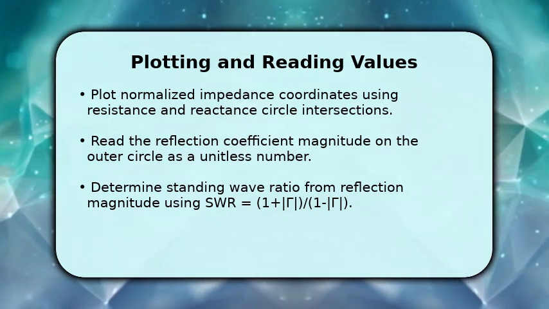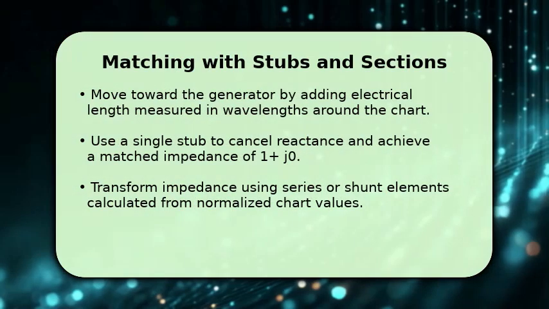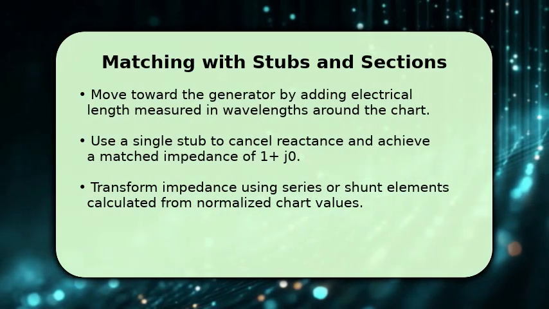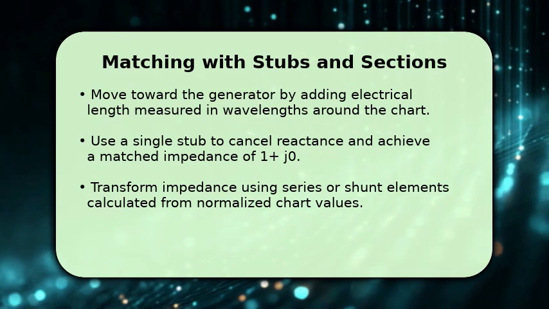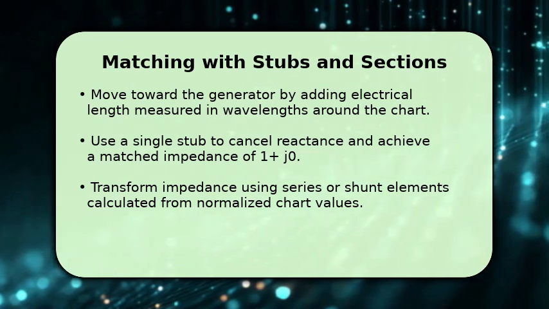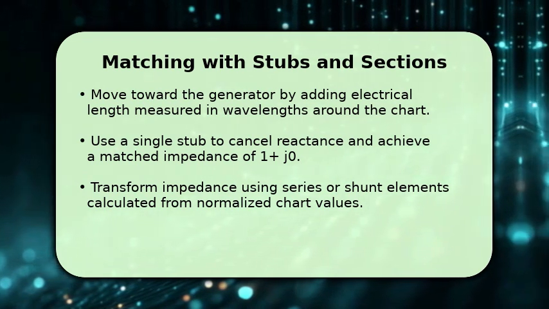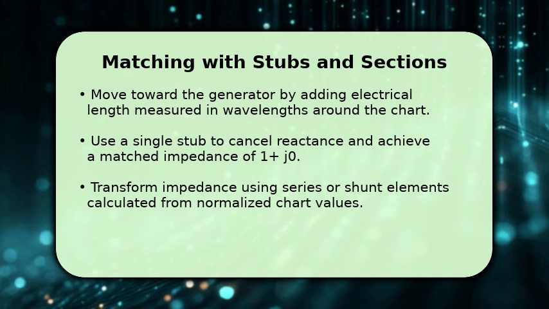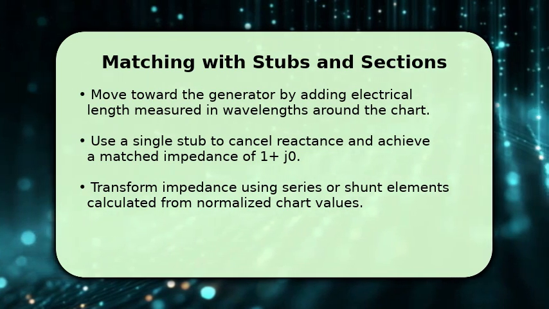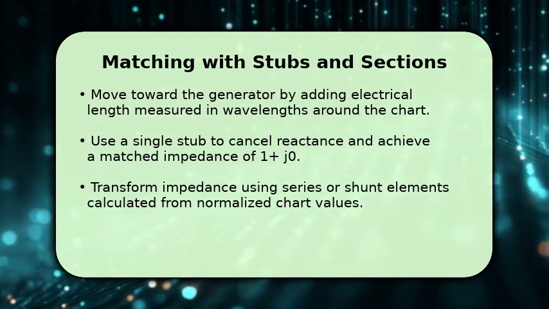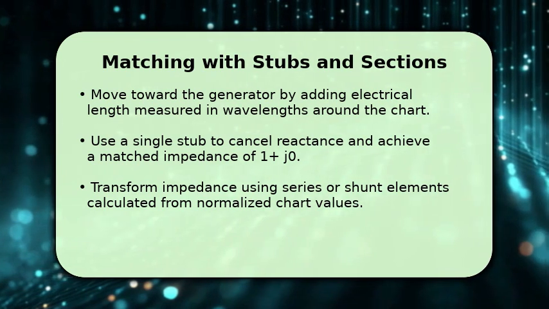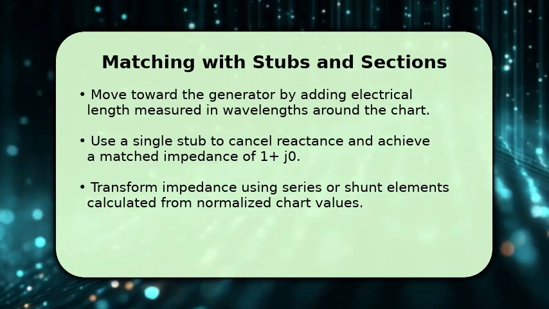Move toward the generator by adding electrical length measured in wavelengths around the chart circumference. Rotate the plotted point by the corresponding electrical length to find the transformed impedance. Choose a stub type and position to cancel the residual reactance at the target location. Use a single stub to cancel reactance and achieve a matched impedance of 1 plus j0 if possible.